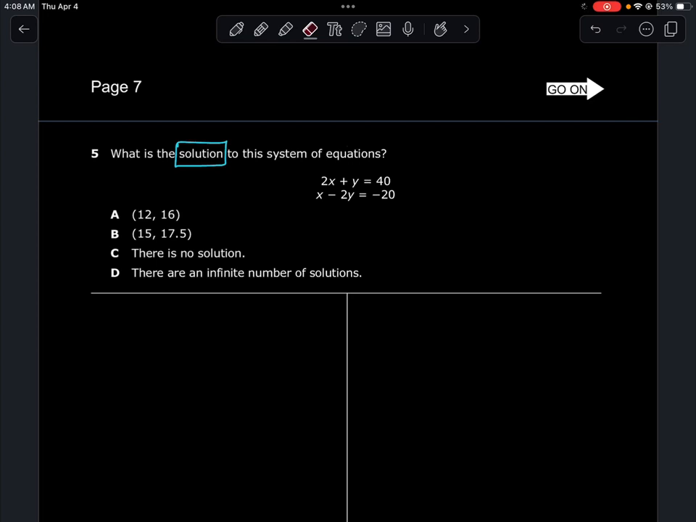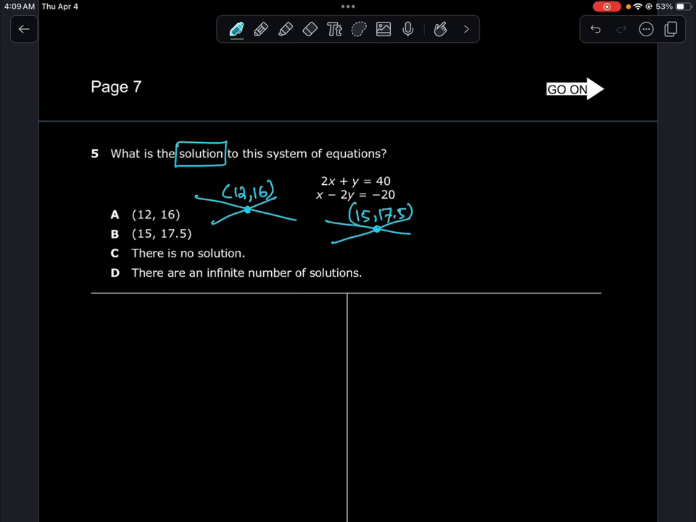Okay, now I'm going to read the answers to see what I should expect. The first one is giving me that the solution is 12,16. So for A to be correct, if I graph those lines, they need to intersect at 12,16. That's the solution, the intersection point, because it belongs to both, it satisfies both, it solves both. Okay, how about the second one? For the second one, these lines need to intersect at 15,17.5.